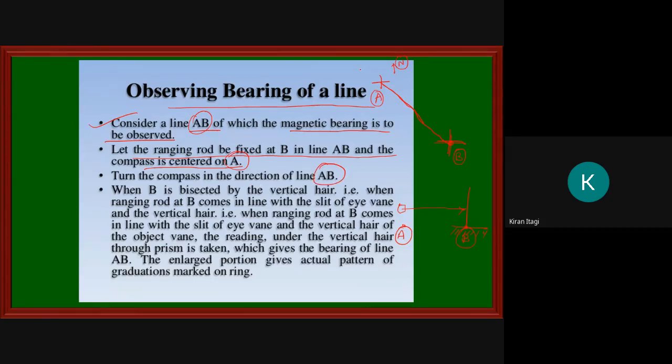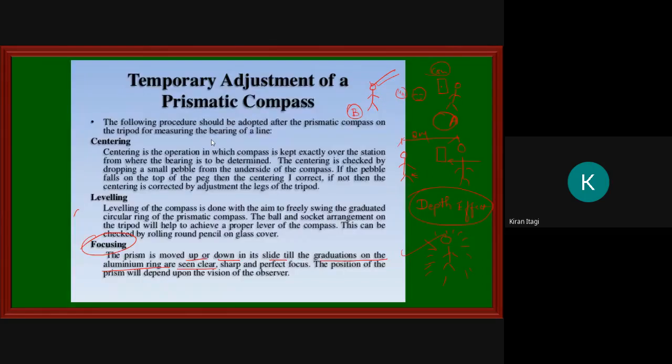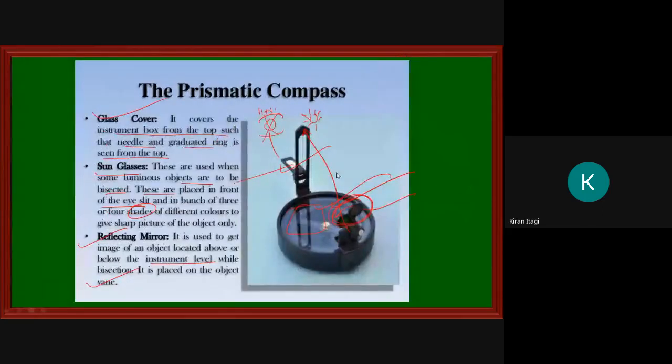Here you will have one eye vane and another one object vane. You should turn this object vane and eye vane towards the station B. I will show you the figure. So this is my eye vane, from where I will see the image. This is the object vane where I will bisect the ranging rod.